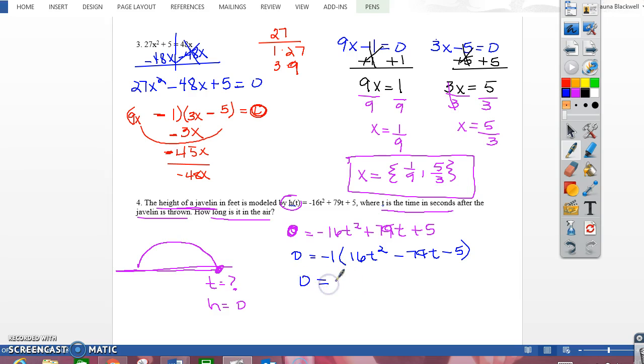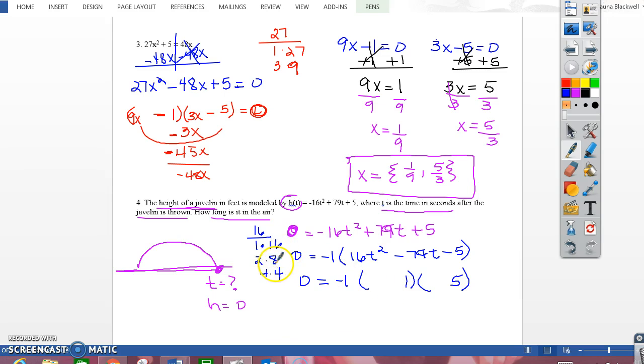So 0 equals negative 1, and then we're going to put that into its binomial factors. Again, 5 is prime, so I know factors have to be 5 and 1. And then I'm going to go over here and list my factors for 16. I know I have 1 and 16, 2 and 8, 3 does not go into it, and 4 and 4.